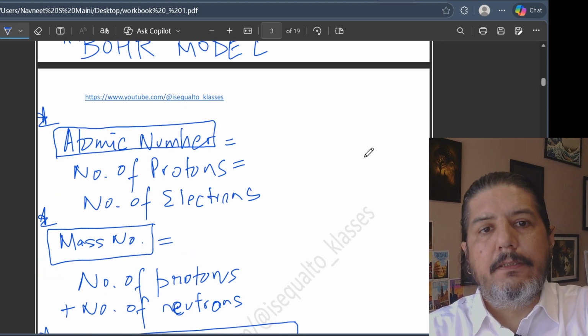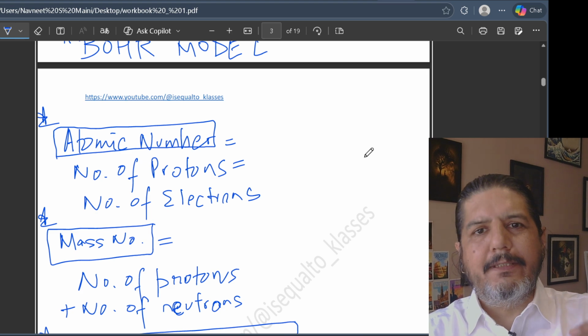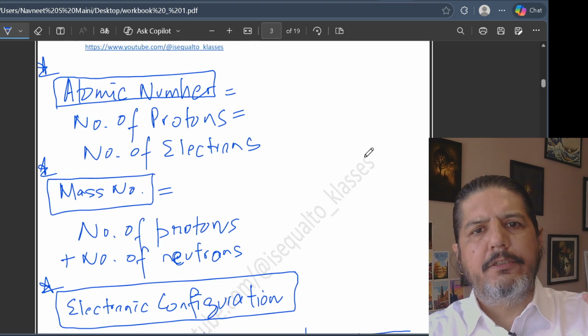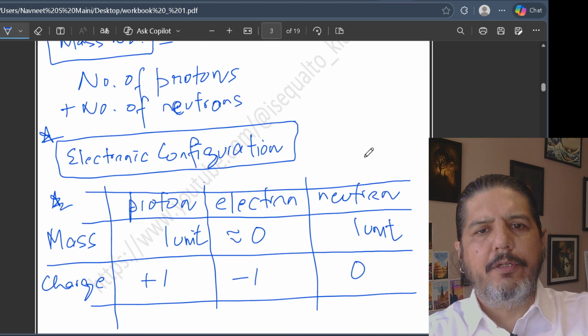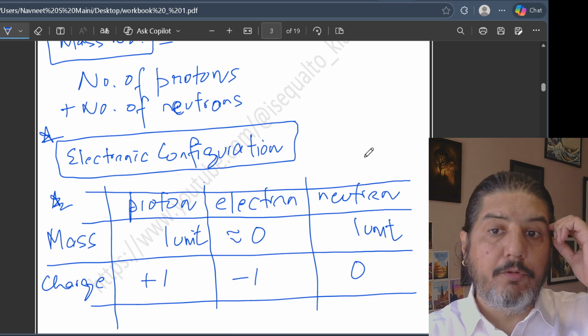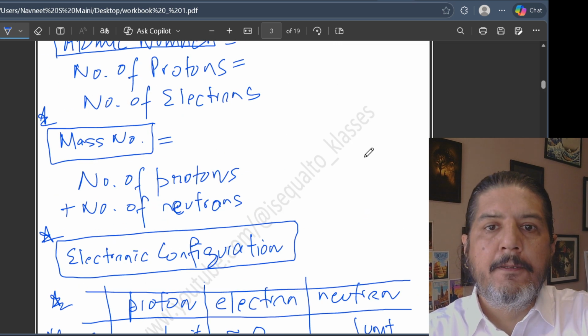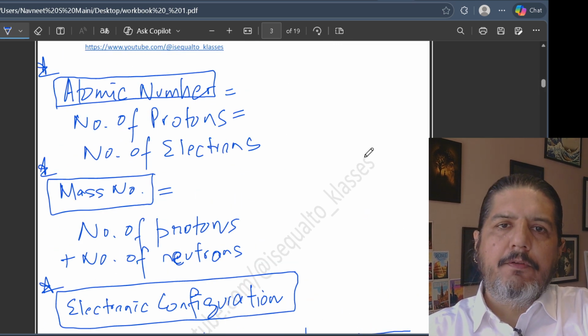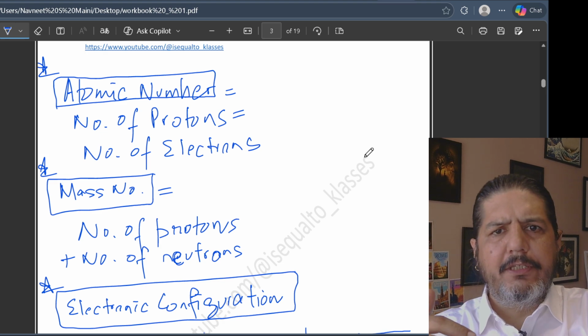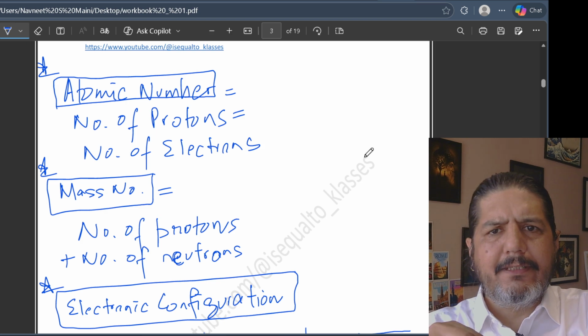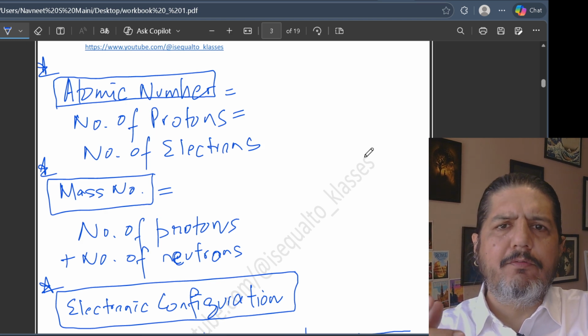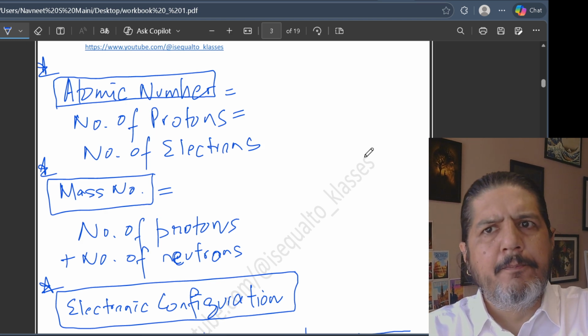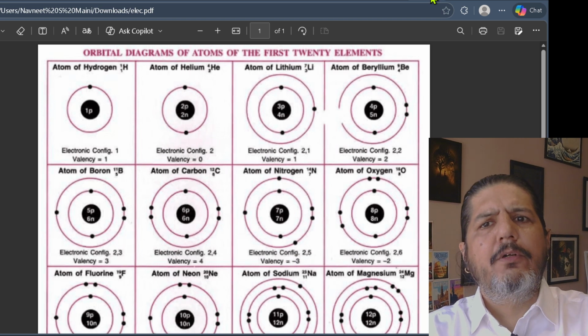A few other things. You have to understand these terminologies: atomic number, mass number, electronic configuration, and the mass and charge of proton, electron, neutron. This would be required when I am discussing this. I have a detailed lecture where I explain atomic number, mass number, all these terminologies. But in this lecture, I'll be just touching these topics. I won't be going into much detail. So with this background, let's start.